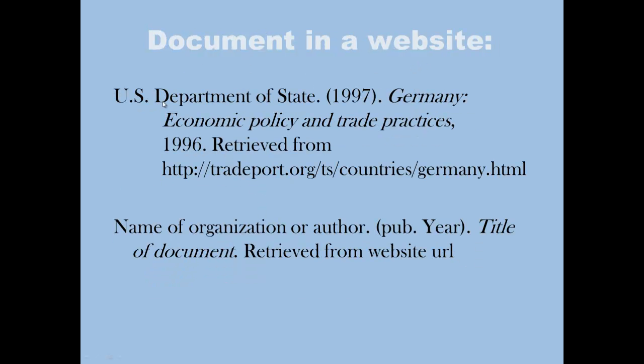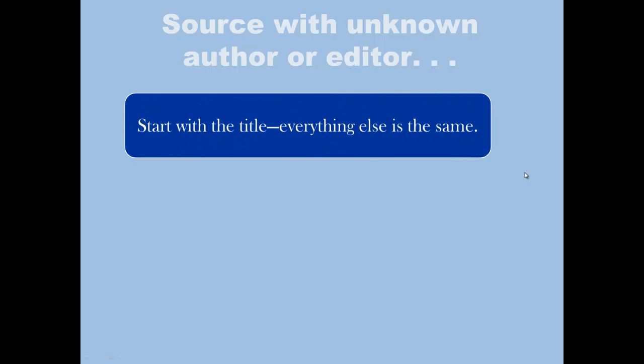Documents on a website, again, title of the website or the creator of the website, the year, the title of the article. Now notice here that they've capitalized Germany, proper noun, followed by a colon, and then the first word after that colon is capitalized, and that's consistent across resources, economic policy, retrieved from, and then the page or the web address. Please make sure that you're putting periods at the end of your references as well.